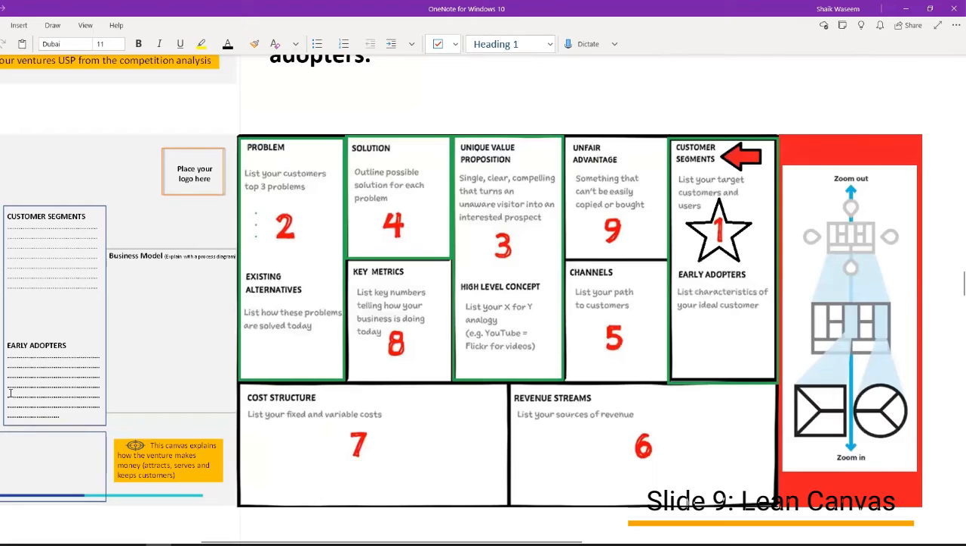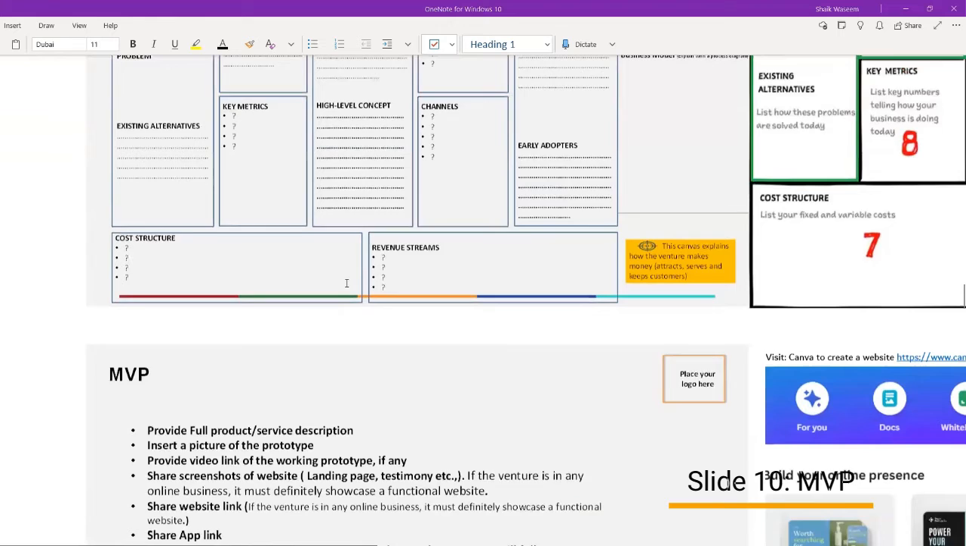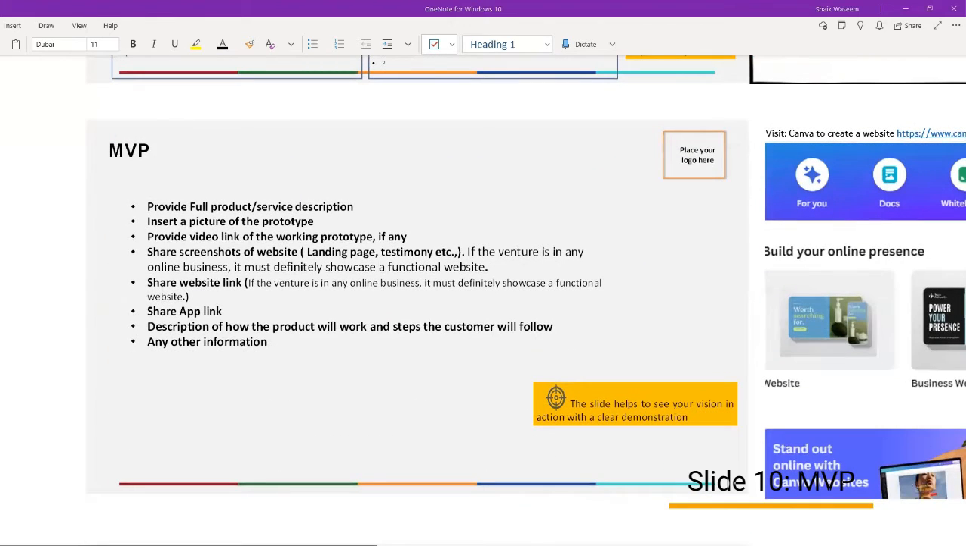Lean canvas is a very simple and powerful tool to help us understand and iterate our business model. We can logically start with the customer segments, followed by the problem, unique value proposition, and so on to work on lean canvas. You can refer to this information while you're working on your lean canvas. After the lean canvas, we can go to the MVP.